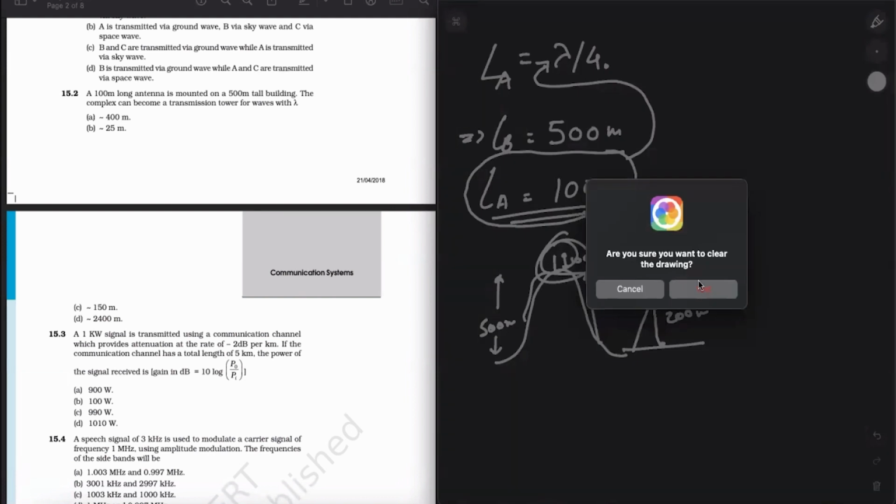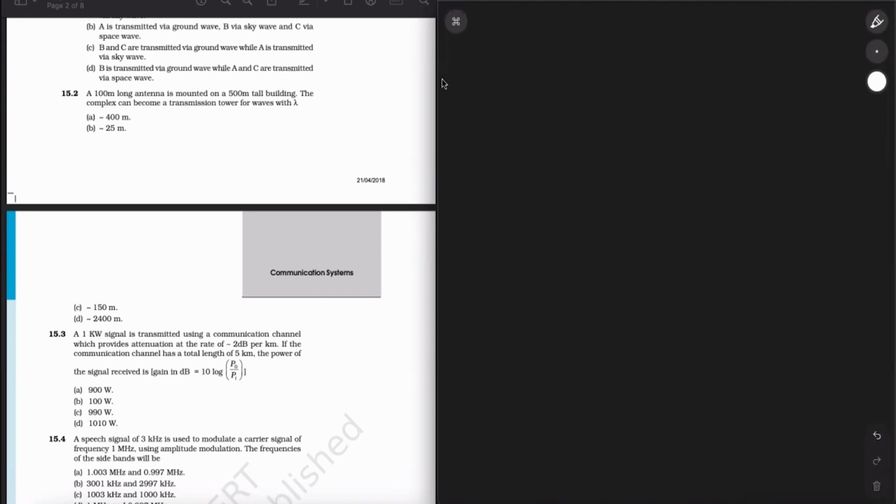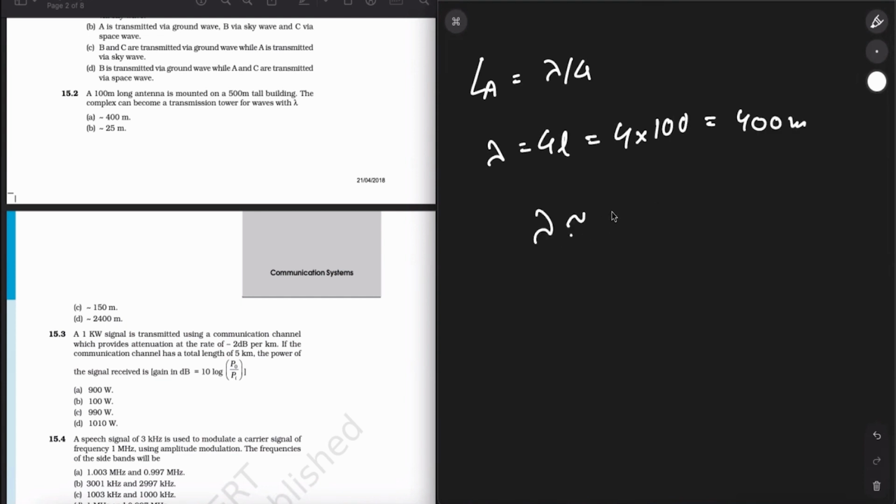So the wave which can be transmitted can be written as length of antenna equal to lambda by 4. Lambda can be equal to 4L, which is equal to 4 times 100, which is equal to 400 meters. So lambda is nearly equal to, always write nearly, nearly equal to 400 meters. Now, checking the option.